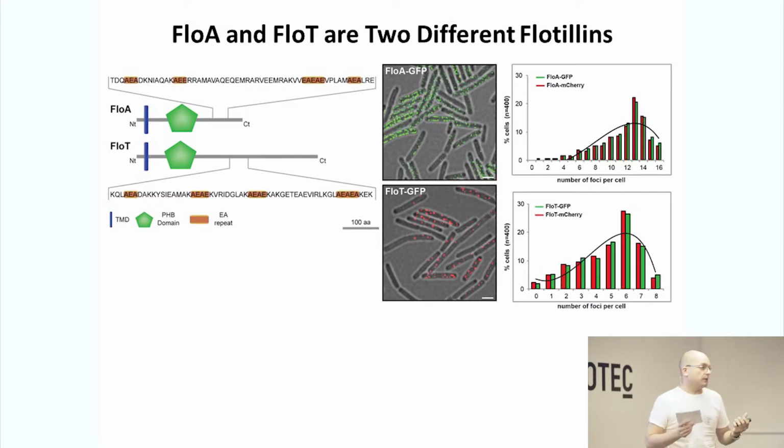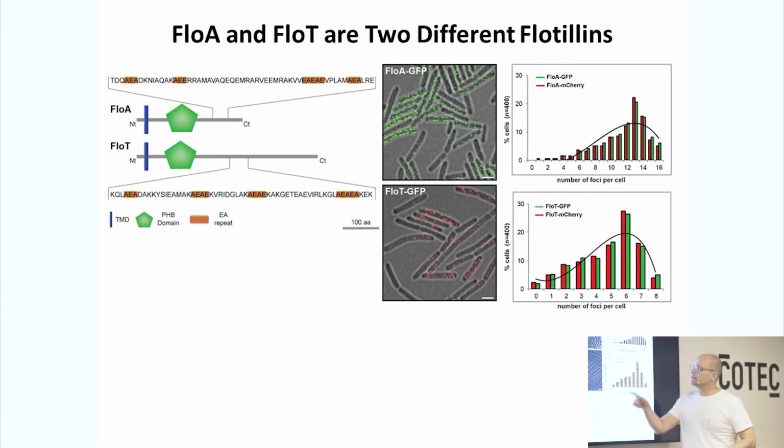The flotillins of eukaryotic cells also have these EA repeats. And in the eukaryotic field, it has been reported that these EA repeats are important for protein-protein oligomerization. So the scaffold activity of flotillin relies on the presence of these EA repeats. We also have these EA repeats, so they might also be involved in protein-protein oligomerization in bacteria.